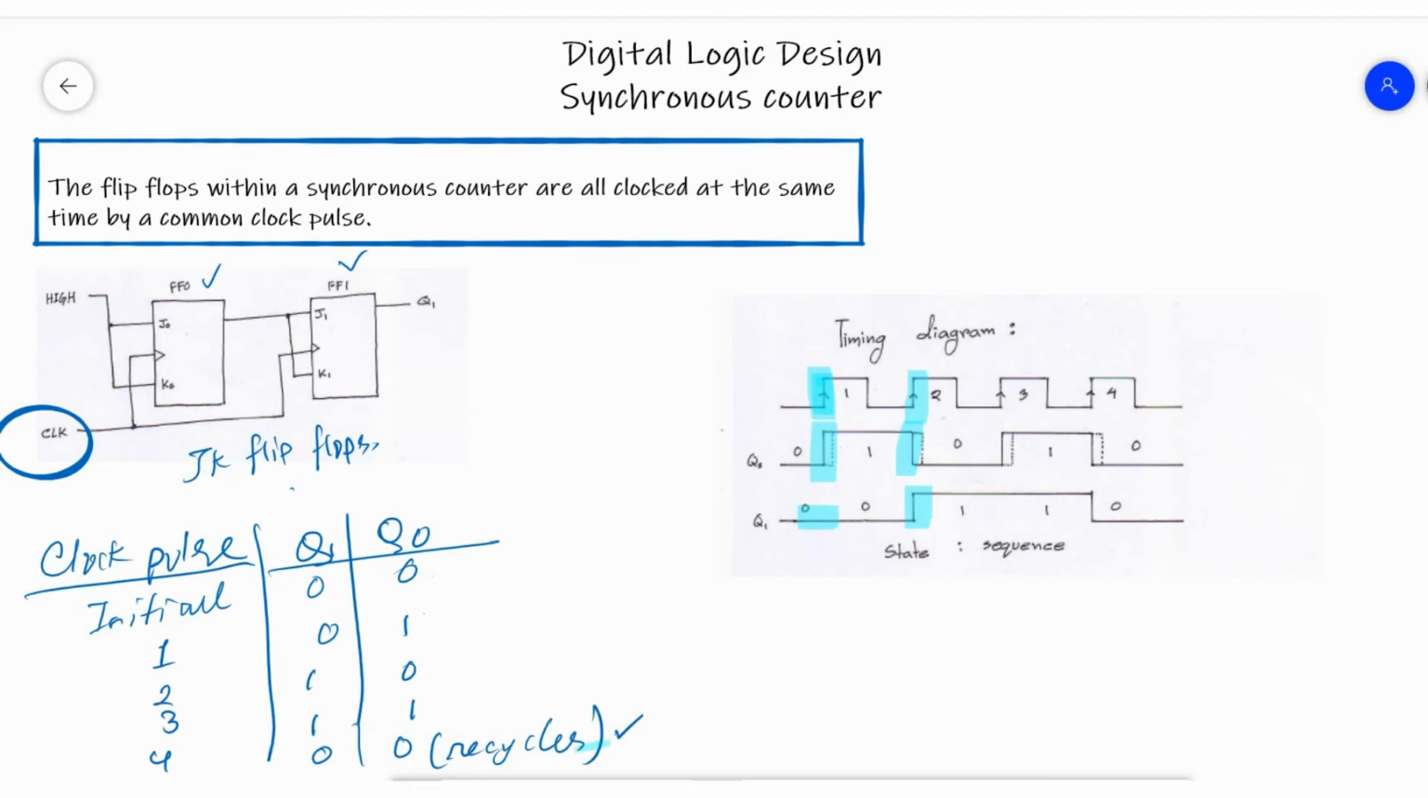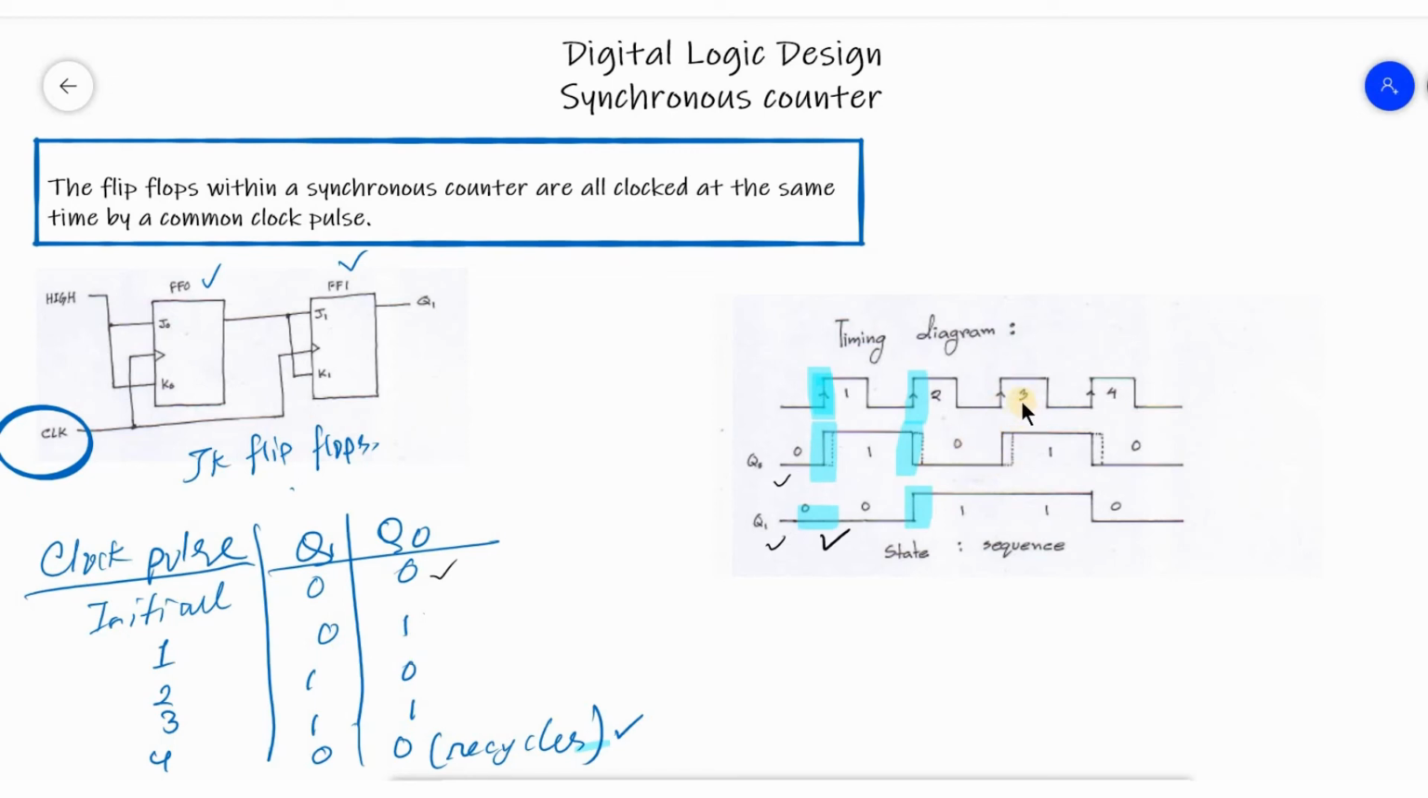You can see from the table here that for the initial clock pulse, both are 0 0. And for the first clock pulse, Q1 is 0, which you can see from here. And for the first clock pulse, Q0 is 1, which you can see from here. Consequently, for the second clock pulse, Q1 becomes 1. You can see from here, the second clock pulse, Q1 is 1, and Q0, you can see from here, is 0.